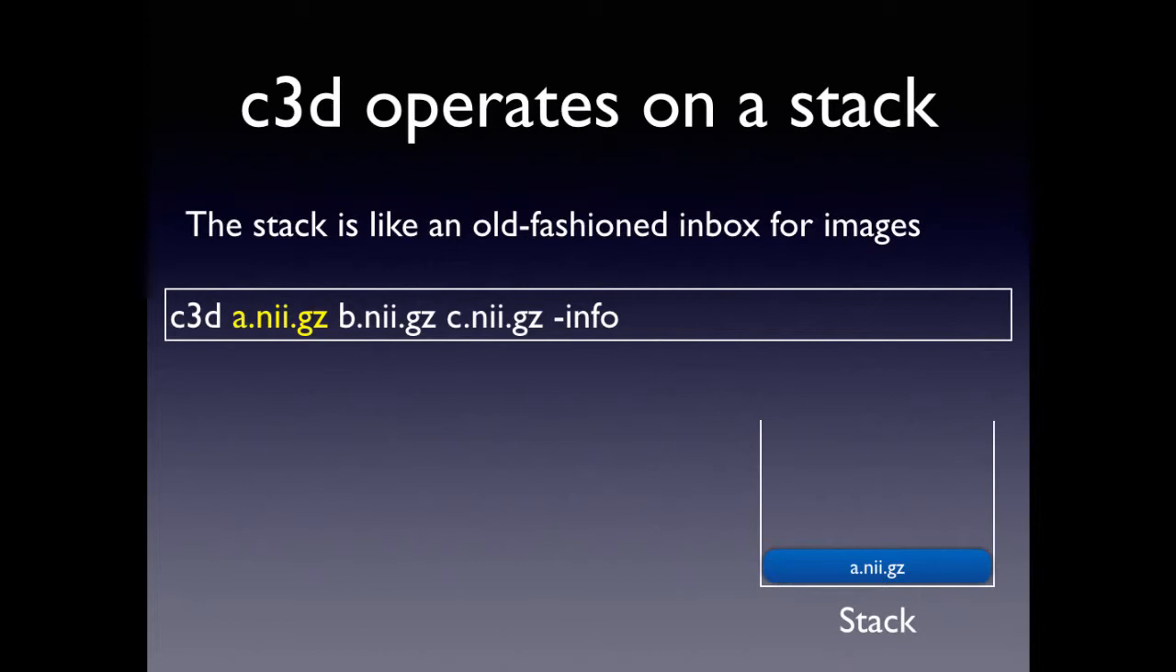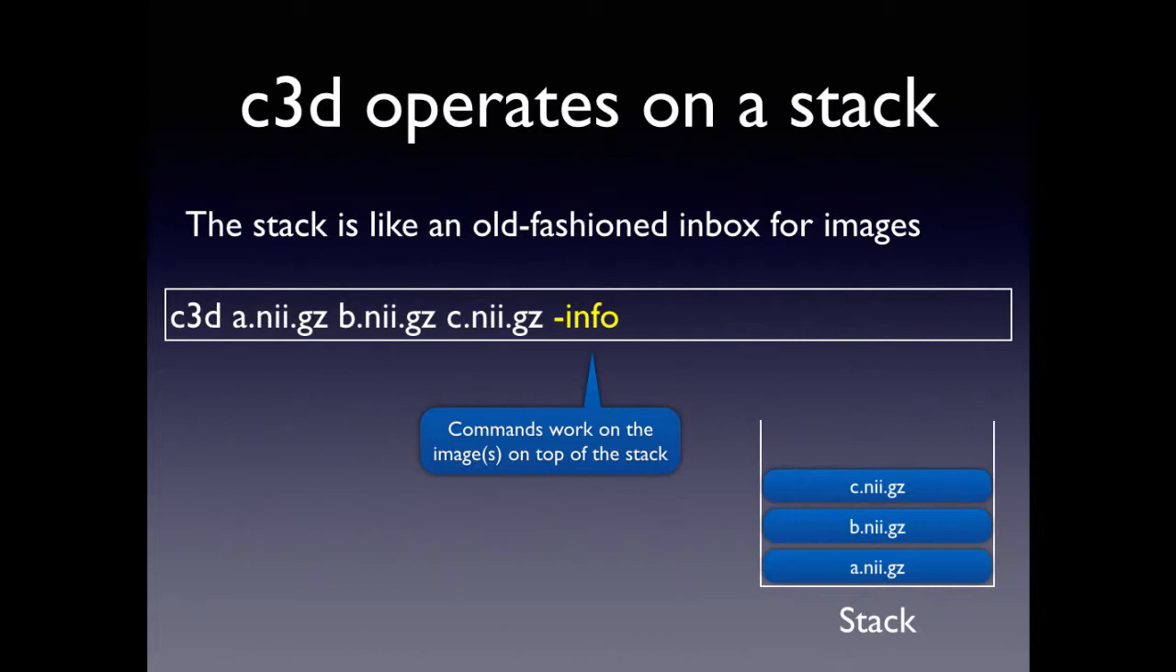So we put these things on the stack one after the other. Here in this command we have three images, A, B, and C. C3D reads them left to right and puts them on the stack. It's kind of like an inbox for images. And then when we come to this minus info command, or any command, it will take images off the top of the stack and optionally put some results back.